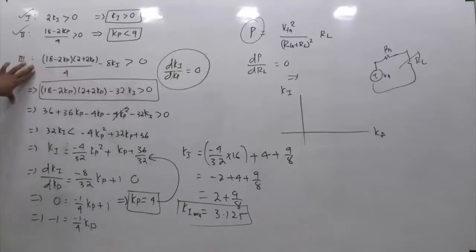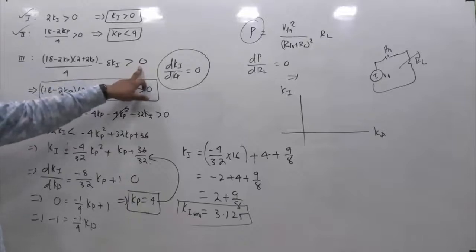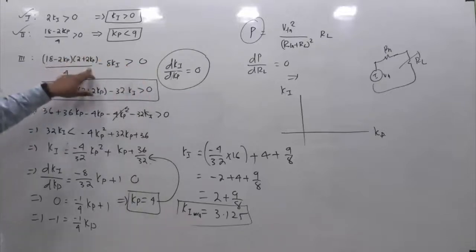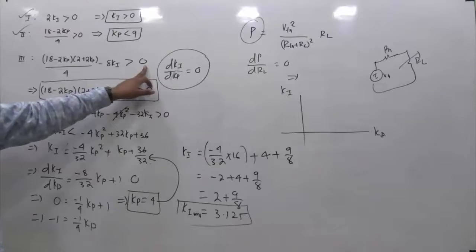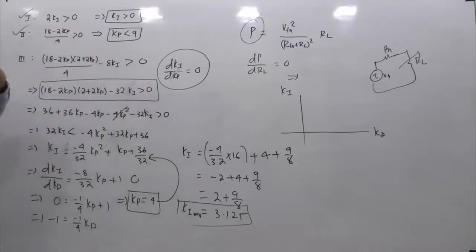By targeting this, we are finding out, because this is not a single variable equation. We have two variables involved, Ki and Kp. Now in what way should Kp and Ki vary so that this condition is satisfied? That's what we need for stability. What we are trying to get is, because I need to have the Ki maximum, in what way I should vary Kp so that Ki will be maximum.